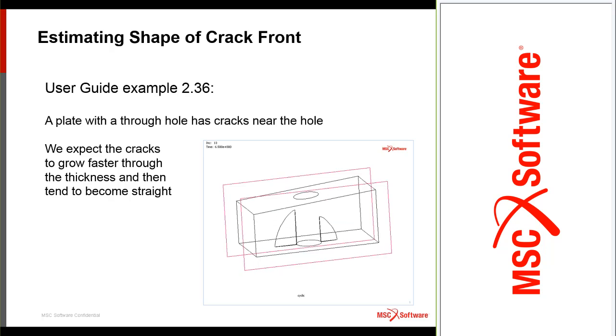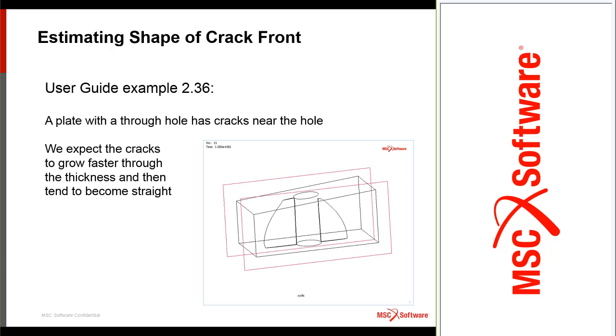And to illustrate that, we have user guide example 236. This is a block, I should say, with 3D tetrahedrals. And we have two cracks, cylindrical cracks near the bottom of the hole, one in each side, one is larger than the other. What we expect here is that cracks should go much faster through the thickness along the hole than they should grow to the left and right in this picture. And that's what we see here.